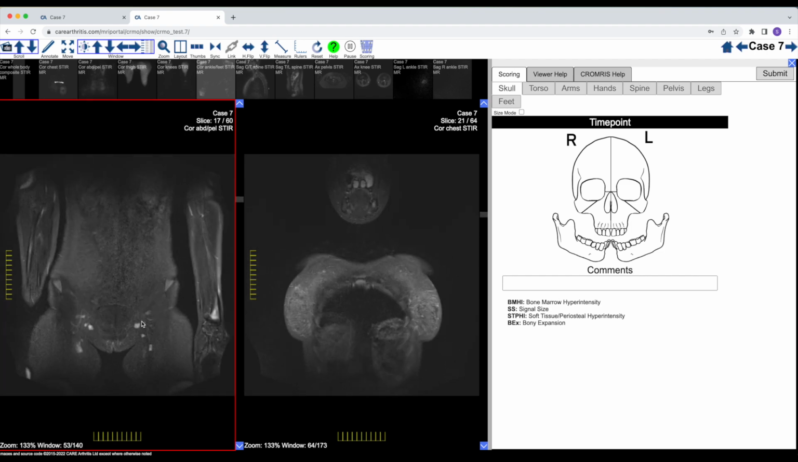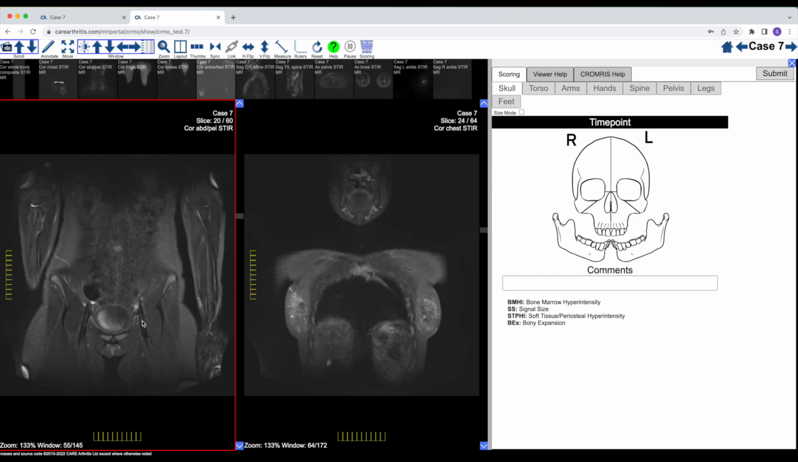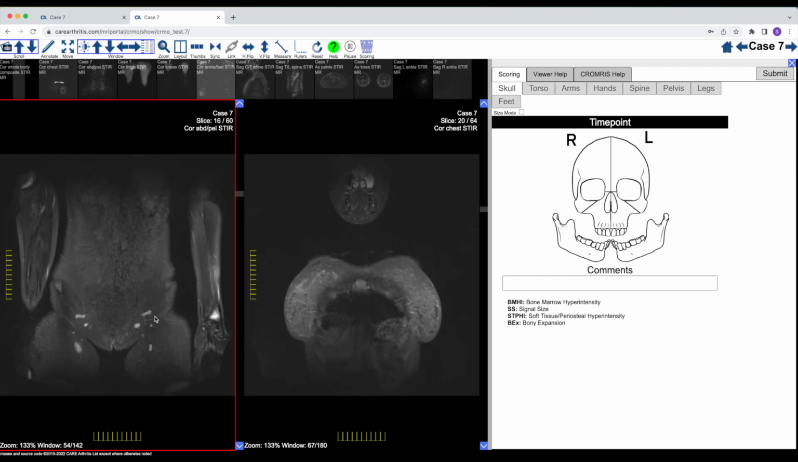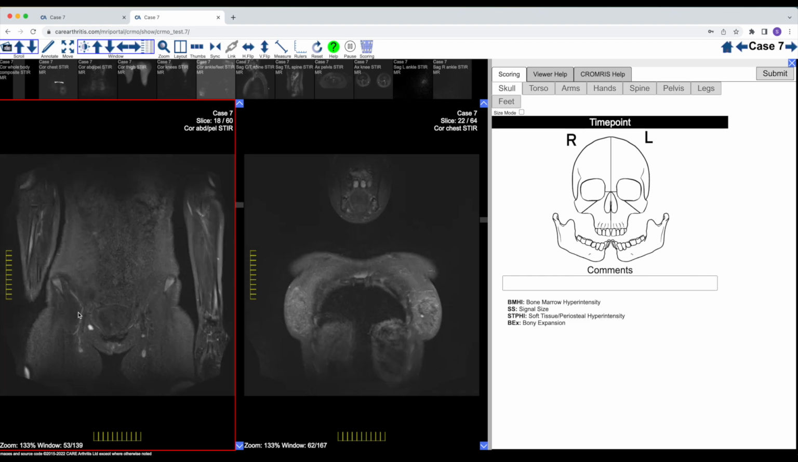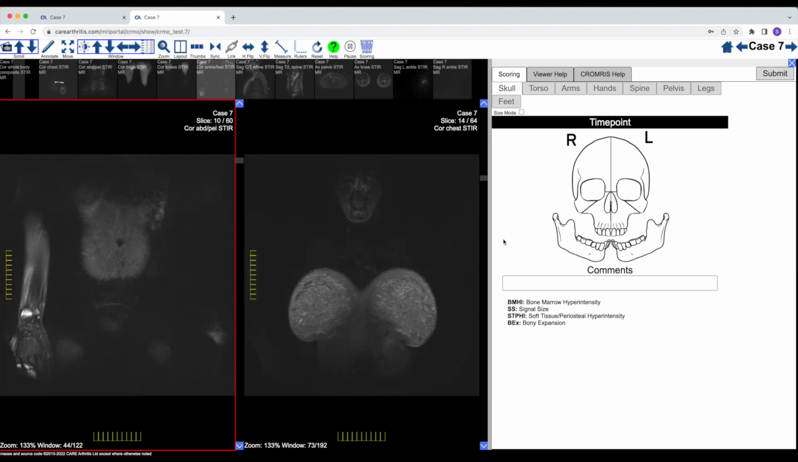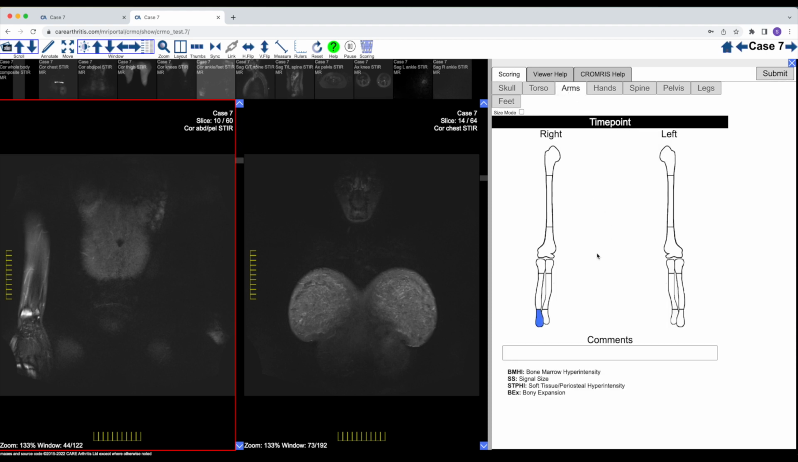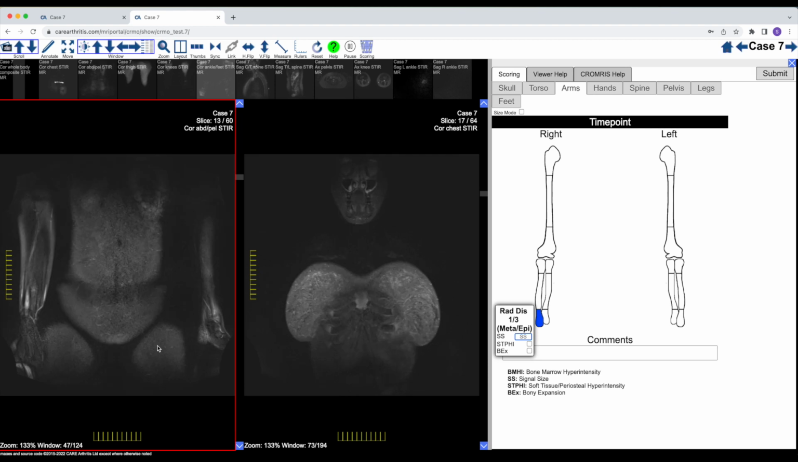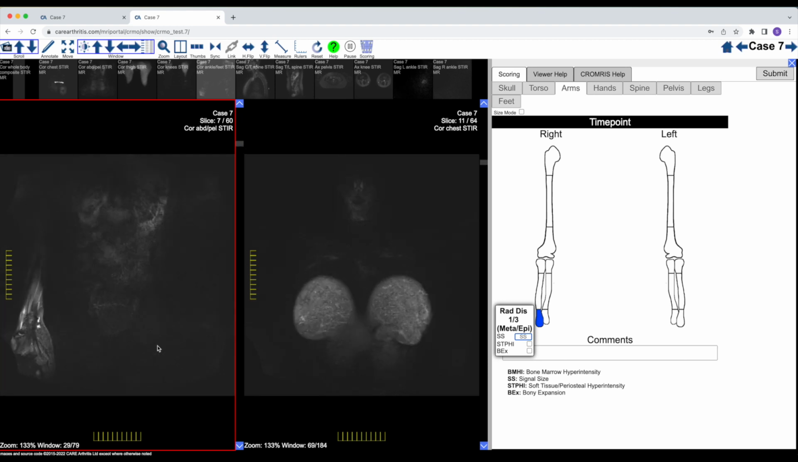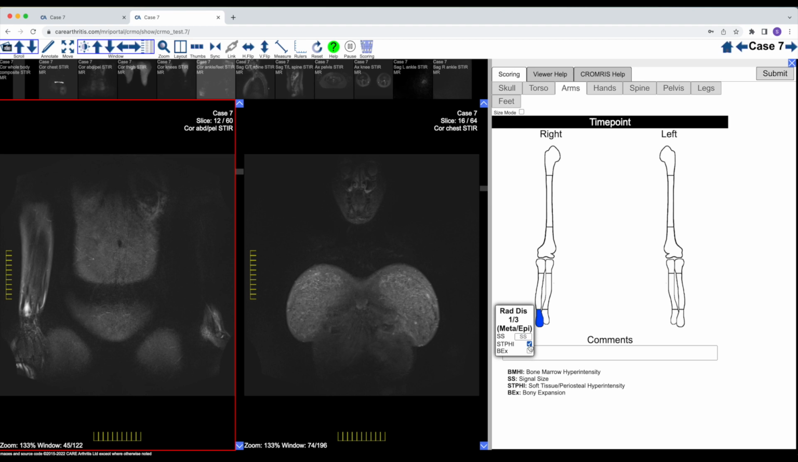As I'm taking a look at the mid-abdominal coronal section, I can see that there's increased signal in the distal radiuses bilaterally. So I'm going to come over here and click on arms. I take a look at this, and I get to the point where I'm talking about radial distal third. So let's click here. I think that this takes up more than 50% of this area, so I'm going to give it a 3. I do not see any soft tissue abnormality or bony hyperexpansion, so I'm not going to click on either of those.